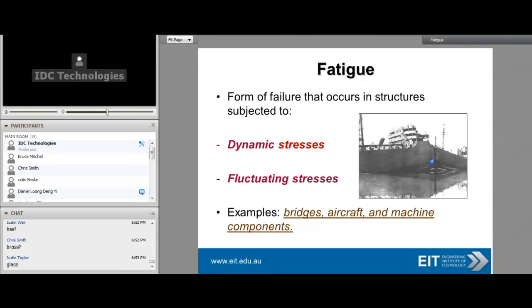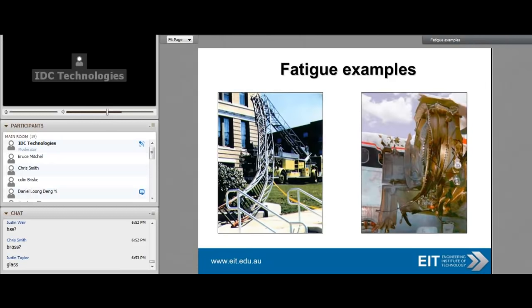I'm glad I didn't design that. Here's some examples of fatigue. We've got a truck with a ladder on here, and oh dear, the ladder has broken, and okay, it's bent as well. How about this? This is an example of fatigue.